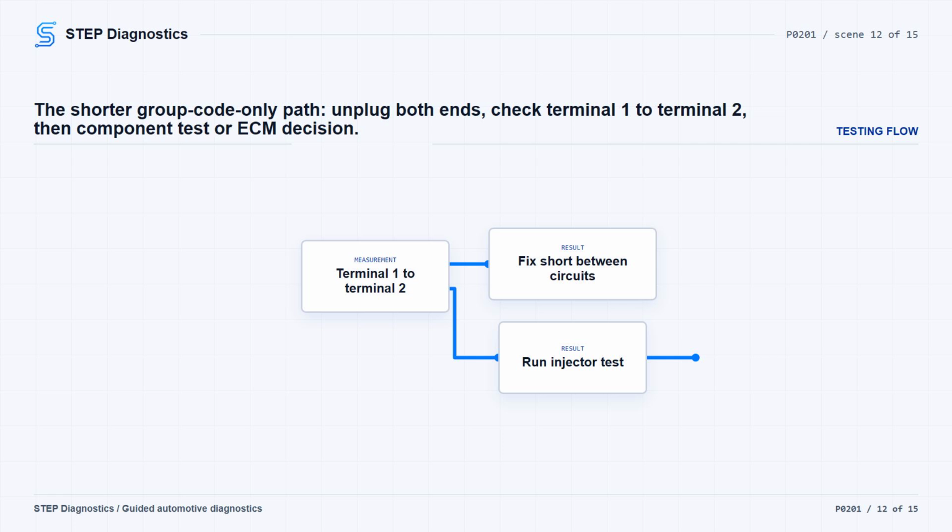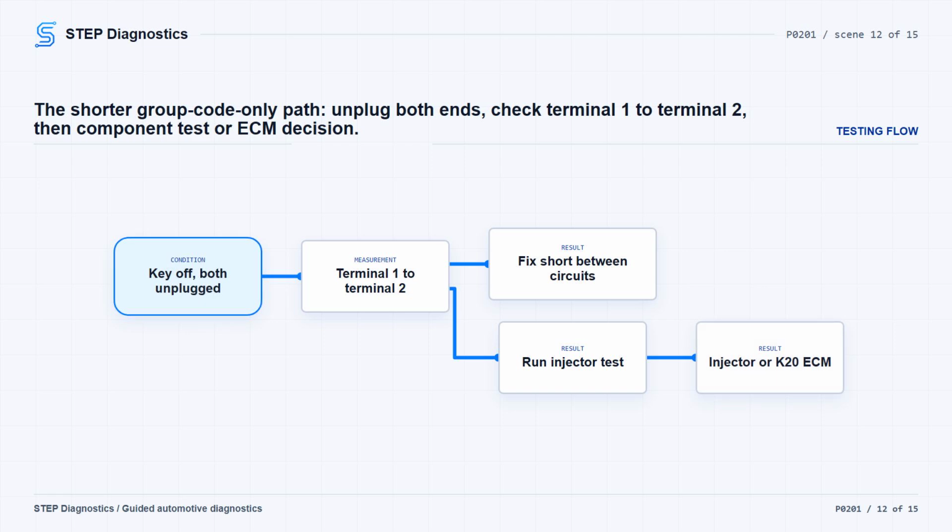Start with ignition off. Disconnect X2 at the K20 engine control module, then disconnect the cylinder 1 fuel injector connector. At the component harness, test between control circuit terminal 1 and control circuit terminal 2. That circuit-to-circuit check should be infinite resistance. If it is less than infinite resistance, repair the short between the circuits. If it is infinite resistance, move into component testing.